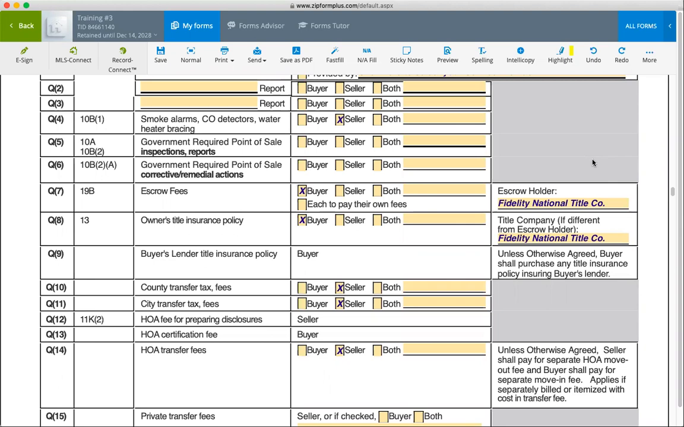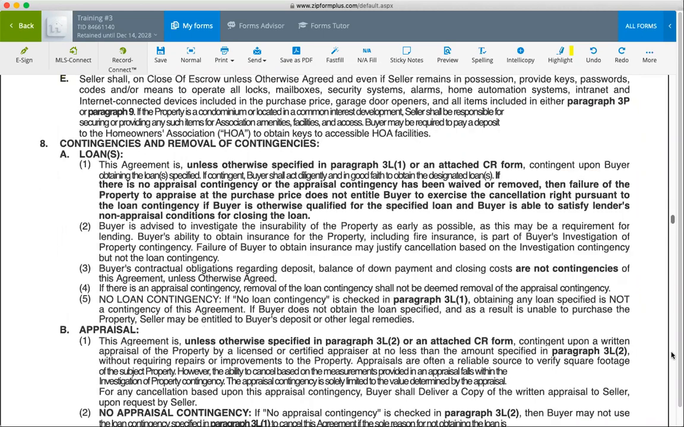But you don't have to put it anywhere specifically into the RPA if a specific agent's been requested.